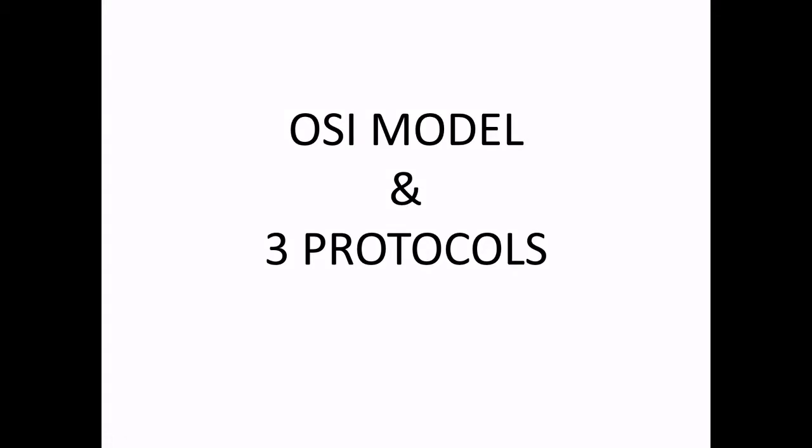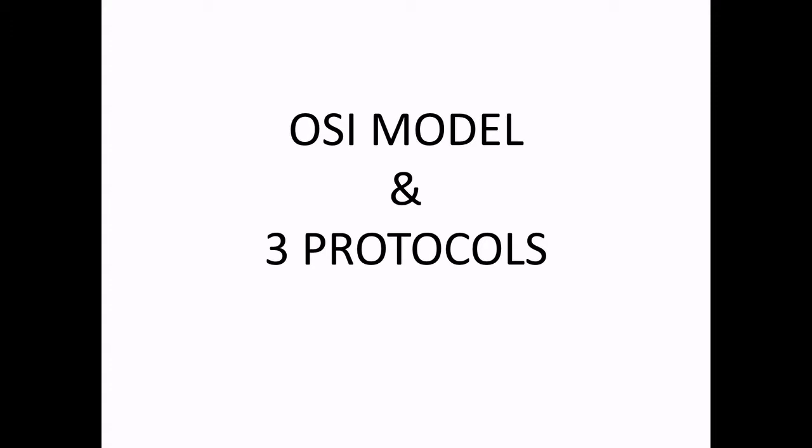Hi everyone, today I'm going to introduce the OSI model and three protocols. OSI stands for Open System Interconnection. It is a conceptual structure for how applications communicate over a network. There are 7 layers inside, and each layer has its own function. The OSI model is the layer depiction used to help users identify what is going on in a networking system.